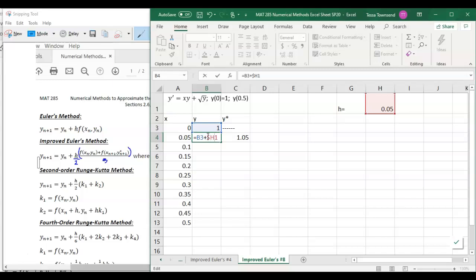And you can put it into the cell here. You have to click into it. If you use arrows, it moves to different cells. Or you can do it up here in this bar. You've got options. So divided by 2 times the differential equation evaluated at 0, 1, that previous xy value. So the differential equation is x times y plus square root of y.